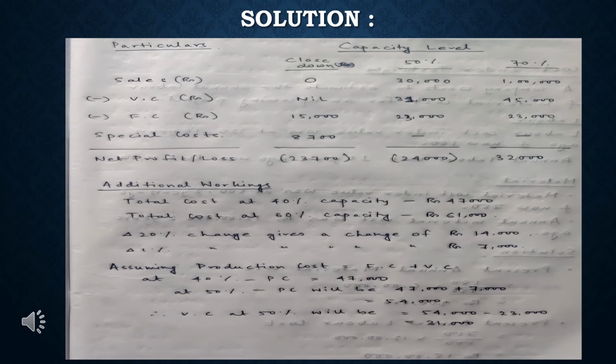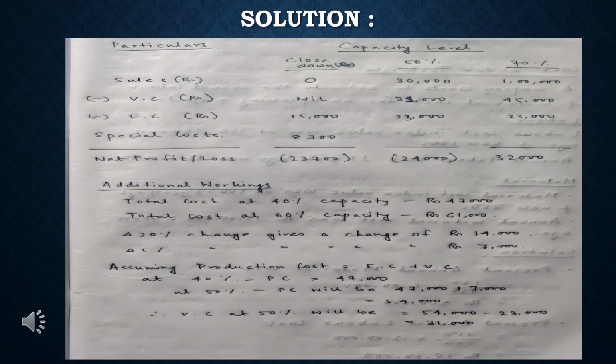From the previous sums we already have calculated the profit: sales minus variable cost gives us contribution, minus fixed cost gives us profit. And here one more row has been added, that is of special cost. I'll come back and tell what the special cost is which I am talking about.